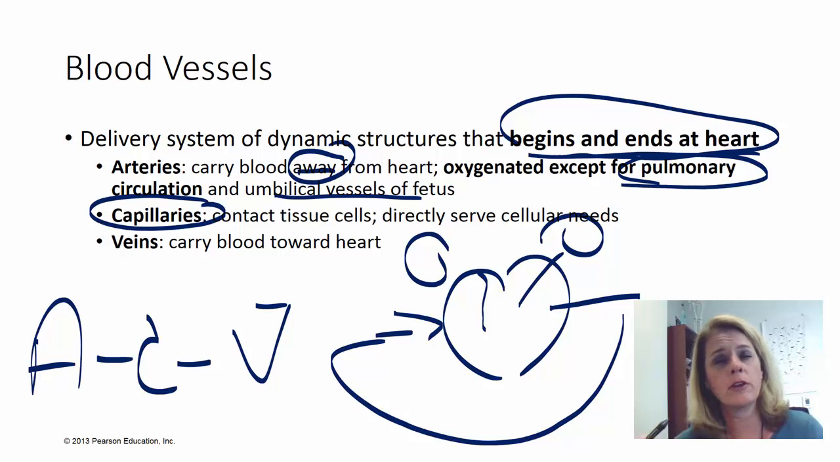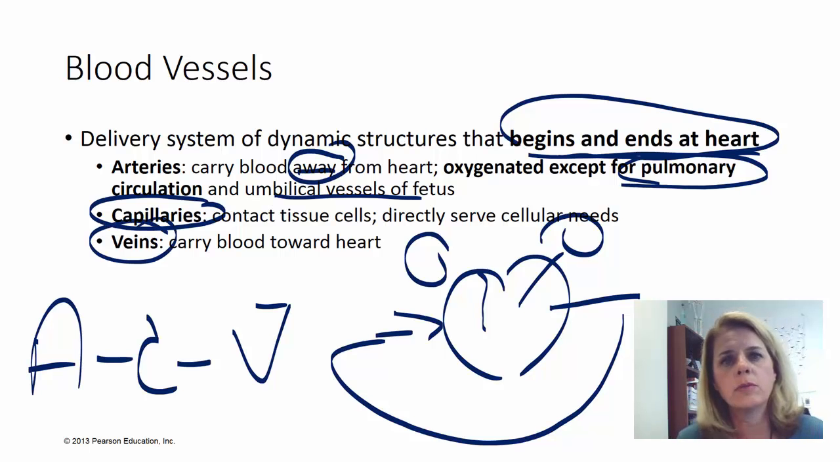You can have capillaries in the lungs where oxygen will enter the blood and carbon dioxide would be removed, and capillaries in the body where you would take the oxygen from the blood to the body and the carbon dioxide from the body to the blood. That's the capillaries. They're the exchange places. And then the veins carry the blood back to the heart.